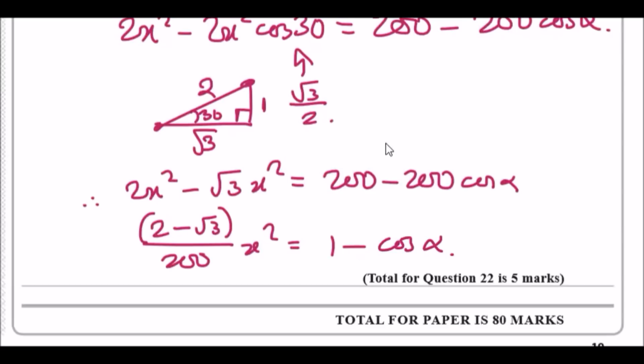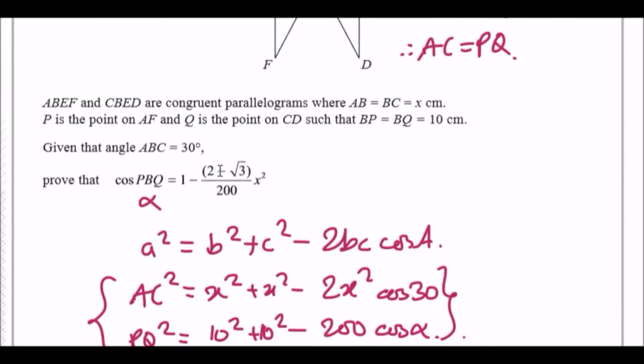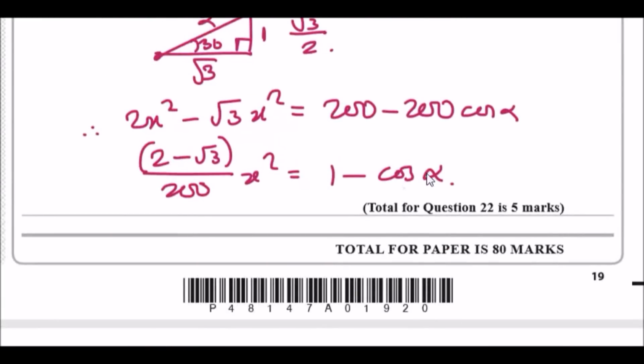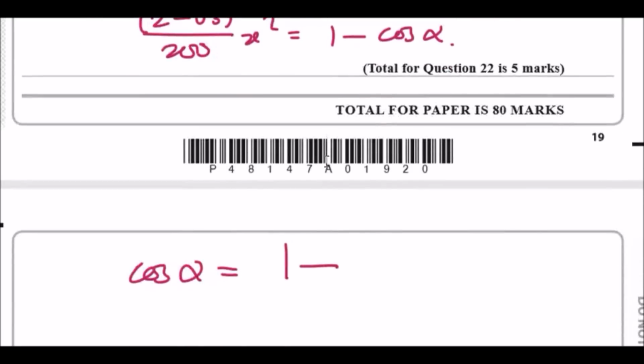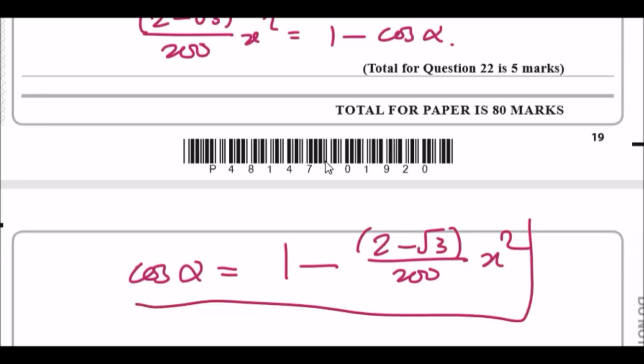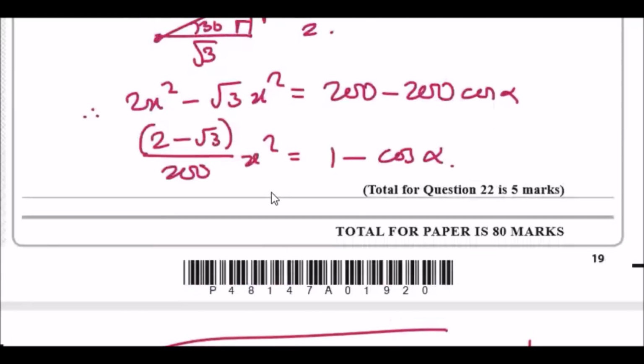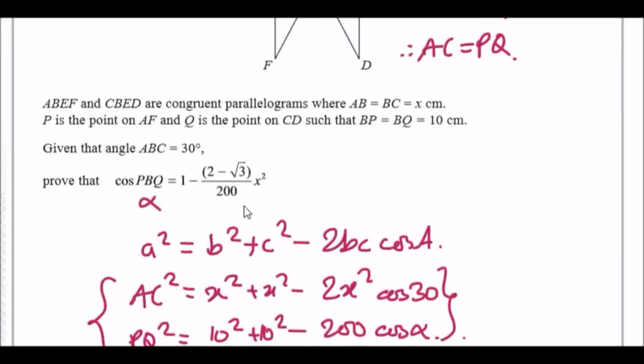And guess what, guys? This is practically it. Just switch the positions around, put cos alpha on the left side and this on the right side. You will get, and I'm going to do this on the next page, cos alpha equals 1 minus all of that. That's it, guys. I hope this helped. And just to note, alpha, if you remember, was PBQ.